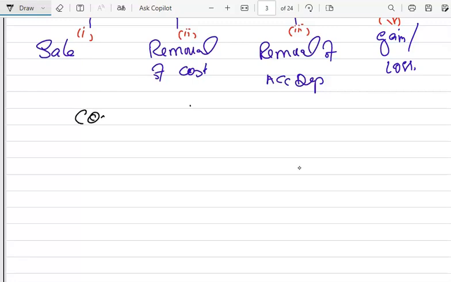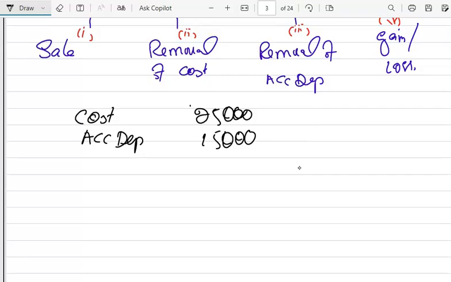Asset, their cost was how much amount of money? Assume it was 25,000. What was their accumulated depreciation? Assume 15,000 was their accumulated depreciation. And we sell them for how much amount of money? We can say we sell for 17,000.